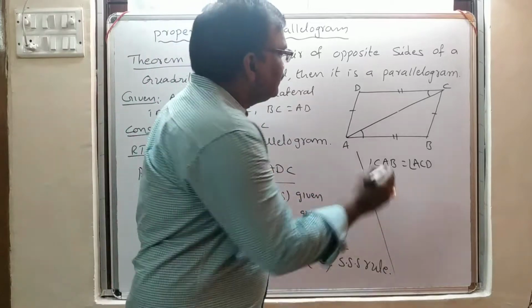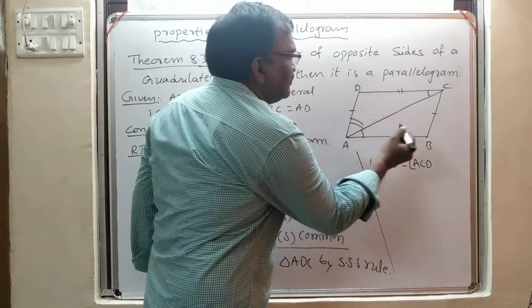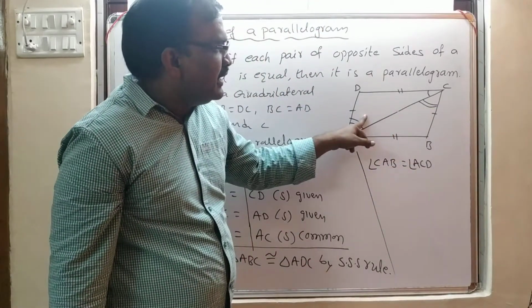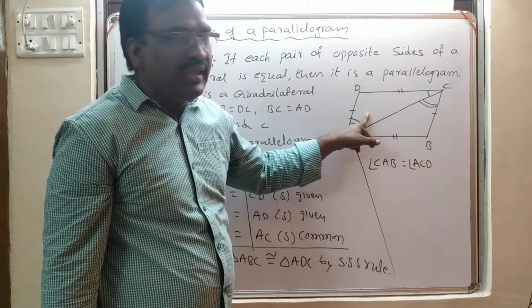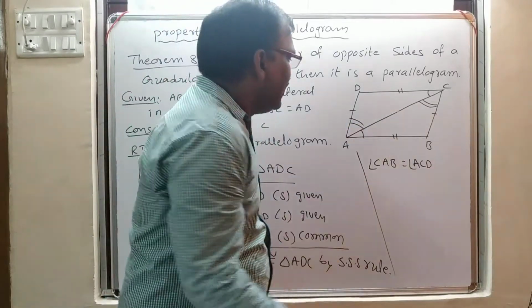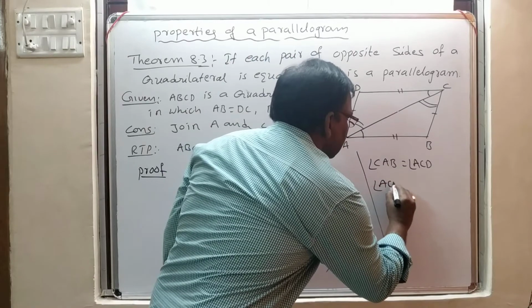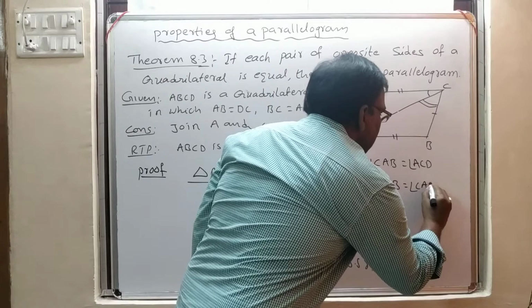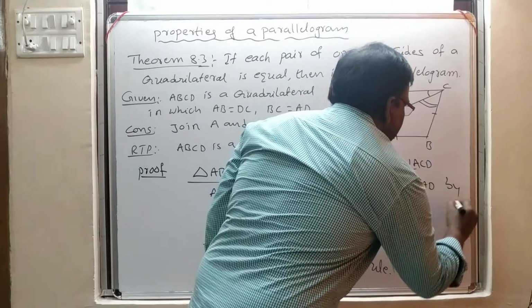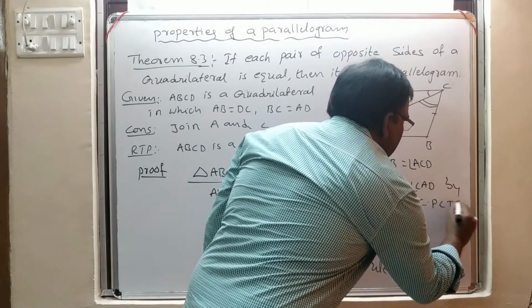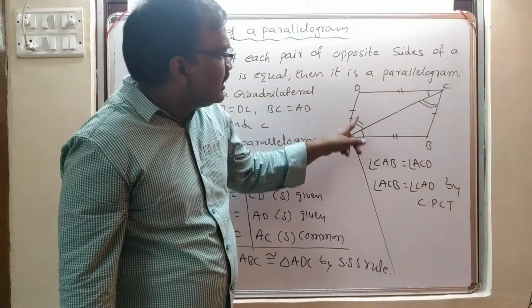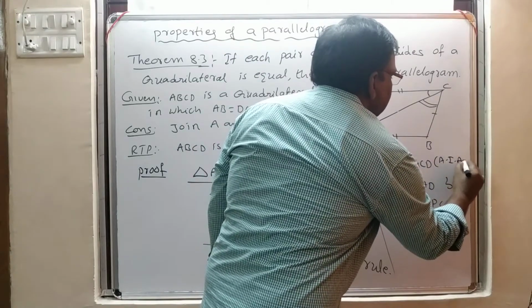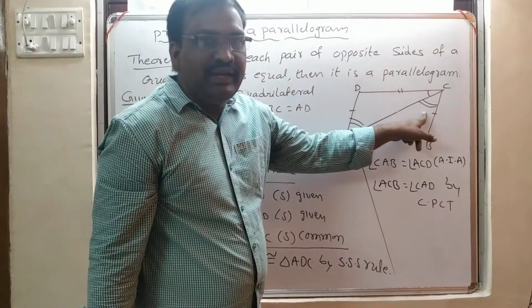And one more. What about this angle and this angle? This angle is equal to this angle. Again, these two are corresponding angles. So angle ACB is equal to angle CAD by CPCT. So what are these angles? This and these are alternate interior angles. These two are also alternate interior angles.